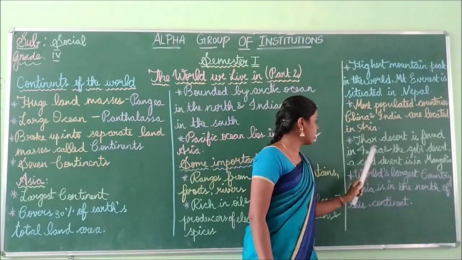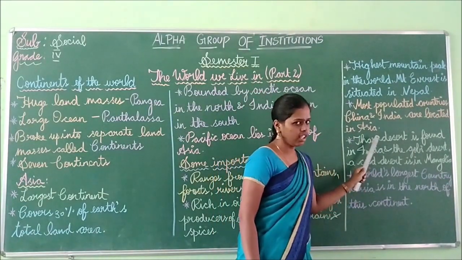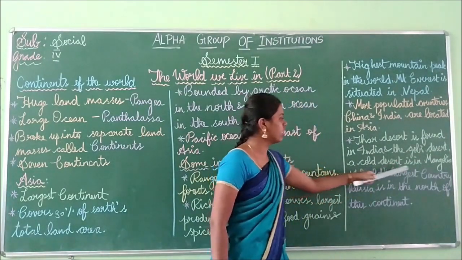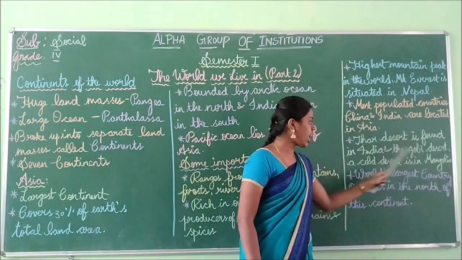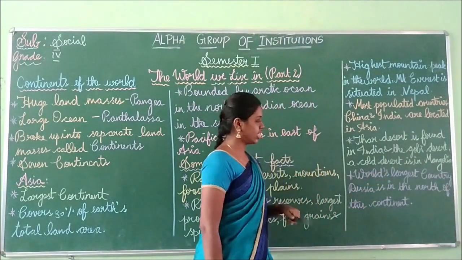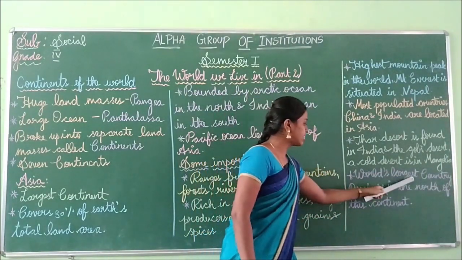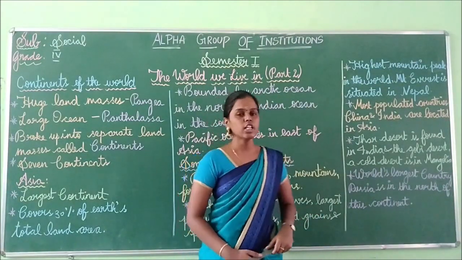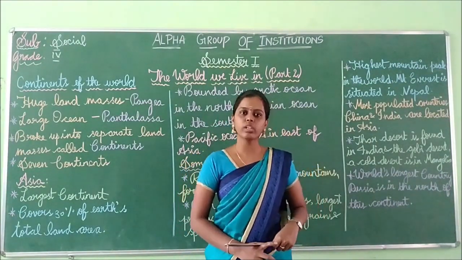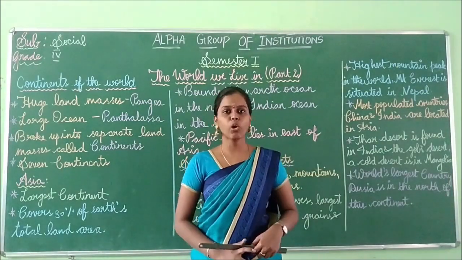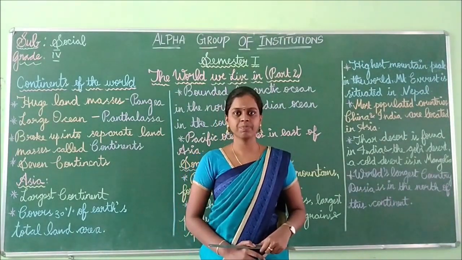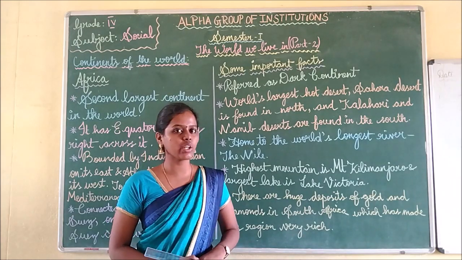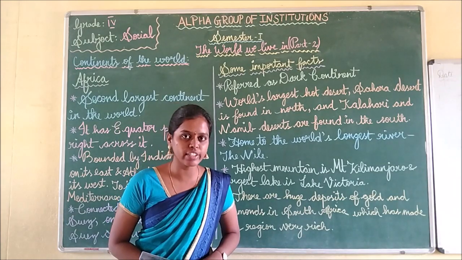Then Thar Desert is in India and it is a hot desert. And the Gobi Desert, which is the cold desert, is in Mongolia. Both India and Mongolia are located in Asia. Then the world's largest country, Russia, is located in Asia only. So these are all the points about Asia. Hope you all understood this, children. Children, next we are going to see the second continent. What did we see first?